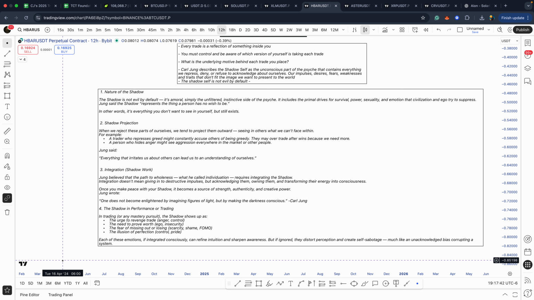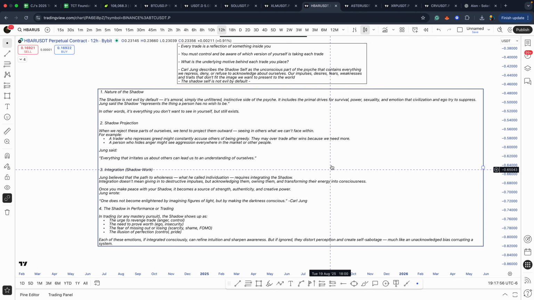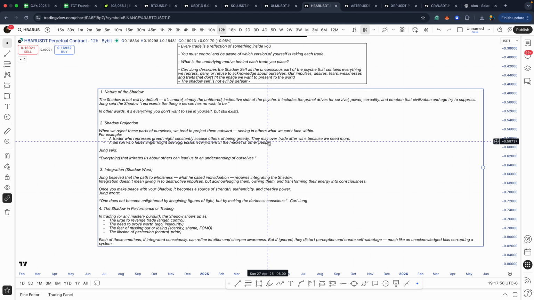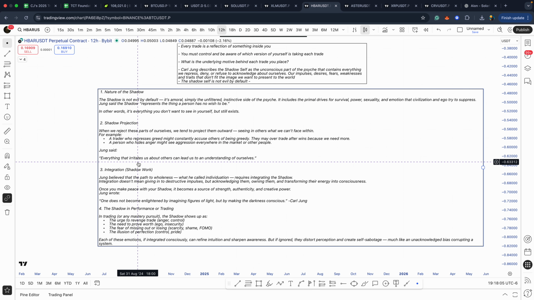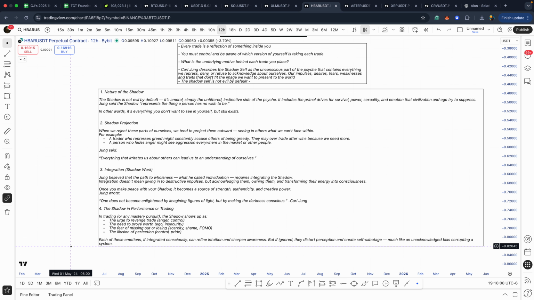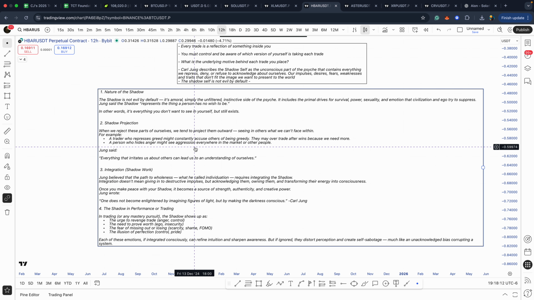When we reject these parts of ourselves, we tend to project them outward, seeing in others what we can't face within ourselves. For example, a trader who represses greed might constantly accuse others of being greedy. They may overtrade after wins because they need more. We will see this in my personal journal in the Foundation Challenge, and we will see why, and I will apply it to my own personal trades from the last couple of weeks. A person who hides anger might see aggression everywhere in the market or in other people.